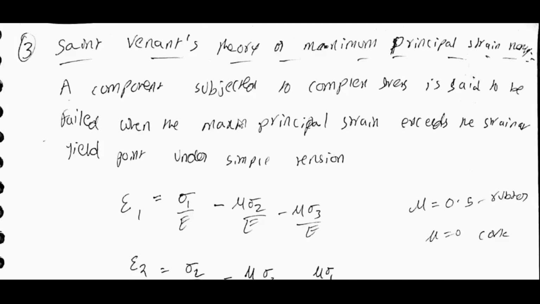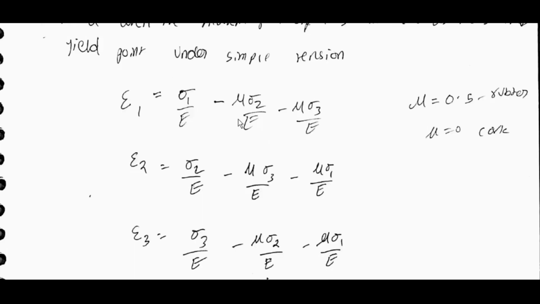Distortion most economical. Saint Venant's theory or maximum principal strain theory: a component subjected to complex stress is said to have failed when maximum principal strain exceeds the strain at yield point under simple tension. Epsilon 1 is equal to sigma 1 by E minus mu sigma 2 by E minus mu sigma 3 by E. Epsilon 2 is equal to sigma 2 by E minus mu sigma 3 by E minus mu sigma 1 by E. Epsilon 3 is equal to sigma 3 by E minus mu sigma 2 by E minus mu sigma 1 by E. Mu is equal to 0.5 for rubber. Mu is equal to 0 for cork.